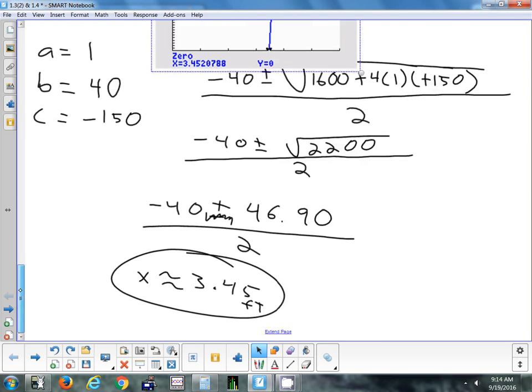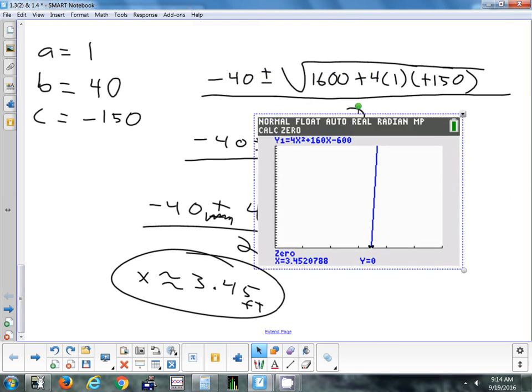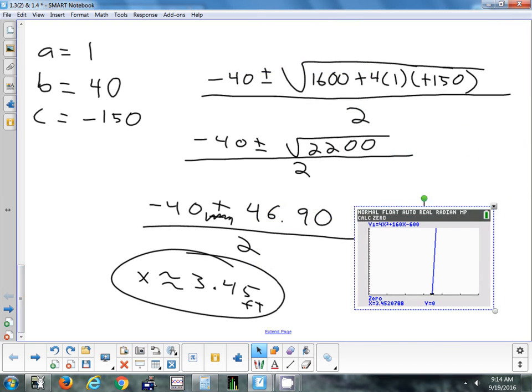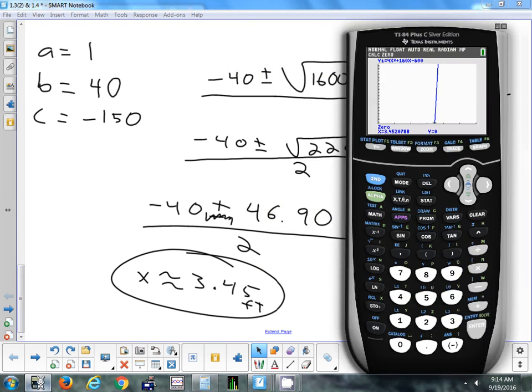What buttons did you have to press to get those numbers? To get the 0, you press second calc 0. Okay. And then you have to pick a point somewhere that's below your root. Pick a point somewhere above your root, to the left and to the right. And then do a guess. And you'll get 3.45. Okay.